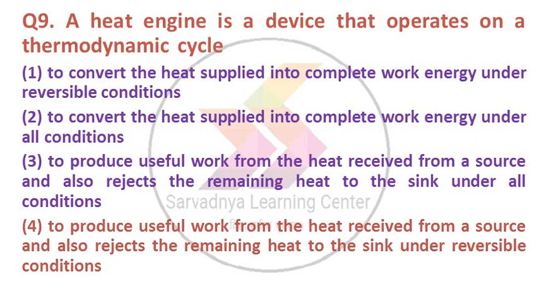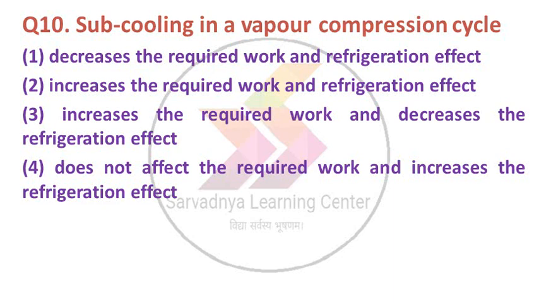Next question. Subcooling in vapor compression cycle. Option 1, decreases the required work and refrigerating effect. Option 2, increases the required work and refrigerating effect. Option 3, increases the required work and decreases the refrigerating effect. Option 4, does not affect the required work and increases the refrigerating effect. The correct answer is option number 4, does not affect the required work and increases the refrigerating effect.